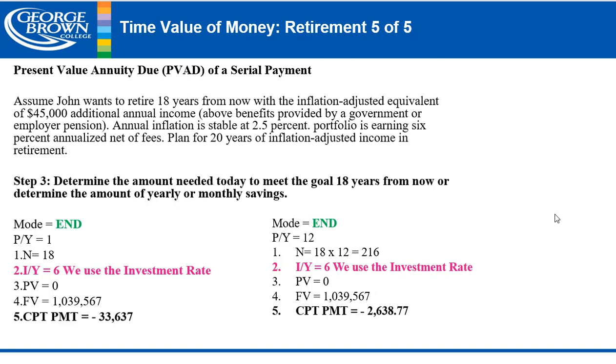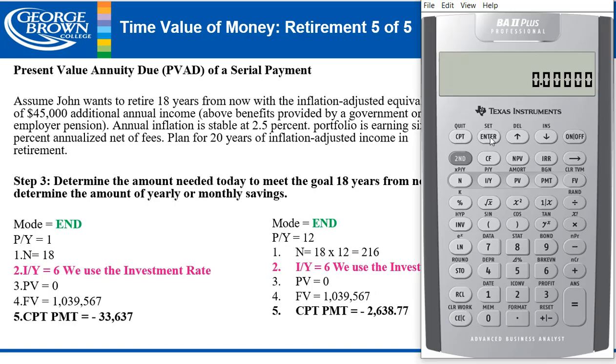So that would be an annual savings program. We could compare that against annual bonuses, etc., and see whether it's realistic. Or if we change the periods per year to 12, we could look at a monthly savings plan and see if that looks realistic as well. So let's just bring up the calculator.